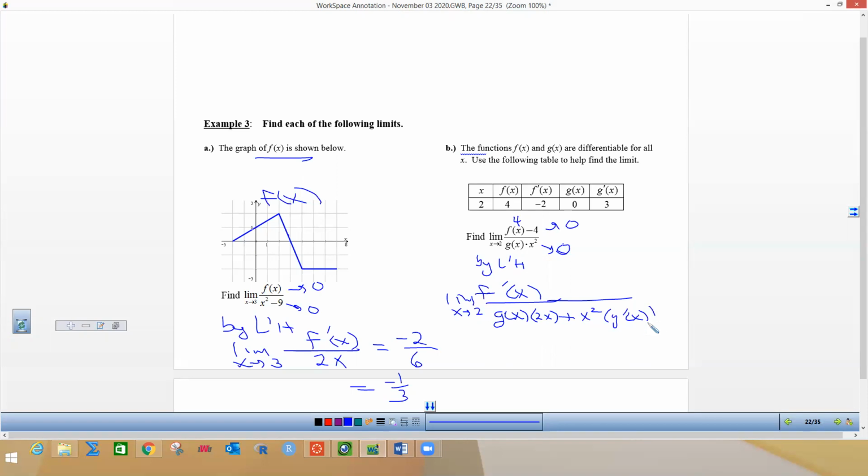And now we're going to plug 2's in here. So f prime of 2. Well, plug 2 in for f prime, you get out negative 2. So you get negative 2 on top. Coming down here, you got g of 2. So g of 2 is 0. And it doesn't really matter what this part is. It's 4, but 0 times 4, so that's still 0. And then you got plus over here, 2 squared is 4, and then g prime of 2. g prime of 2 is 3. So this whole thing would equal negative 2 over 12, which you could reduce to negative 1/6.